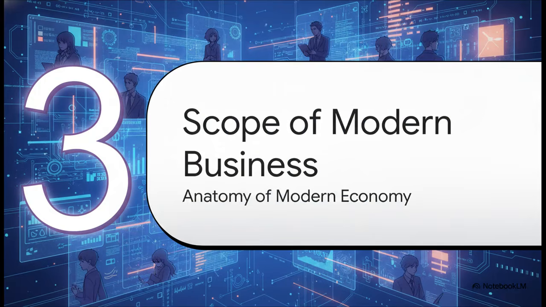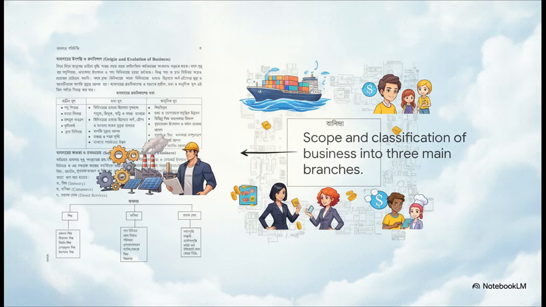All right, part 3, the scope of modern business. Let's look at the actual anatomy of today's economy. So modern business is no longer just a simple transaction. It is this highly structured, giant ecosystem divided into 3 main branches. On one side, we have industry. Right in the middle is commerce. And over on the other side, we have direct services. Basically, every single business activity you can think of fits neatly into one of these 3 pillars.